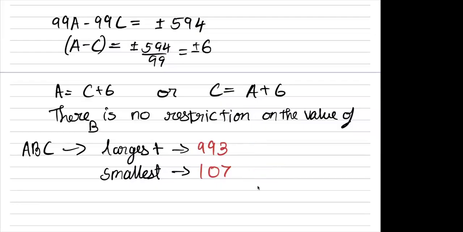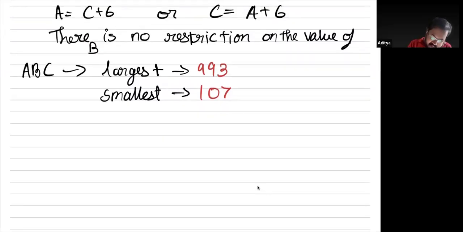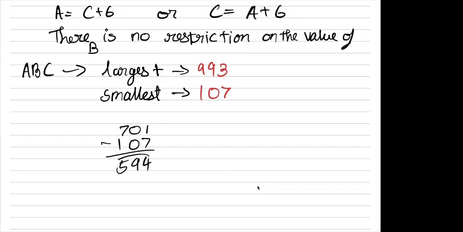Sir, the two numbers' difference should be 594. Yeah. So 107 when reversed becomes 701, correct? And 701 minus 107 becomes how much? 504 only. 594, sorry. 594.